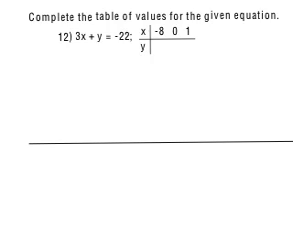Number 12. Complete the table of values for the given equation. 3x plus y equals -22. Alright, so it's given us the x's. It wants us to fill in the y's. We're going to have 3 of them, right? 1 for each. They'll be ordered pairs. So we take our equation, 3x plus y equals -22.